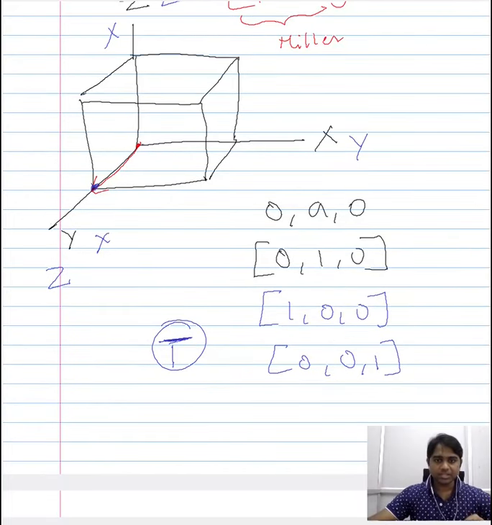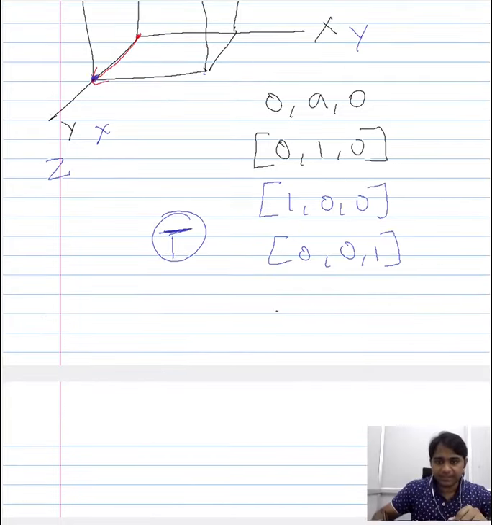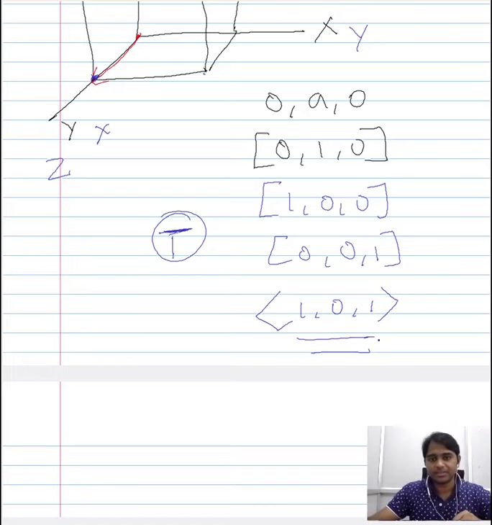So by playing around with the frame of reference, by shifting the point of origin, you would be able to arrive at a different set of integers representing the same direction. This we refer to as the family of planes or family of directions, and these are represented by a bracket like this. So the family of directions is represented by a bracket like this.